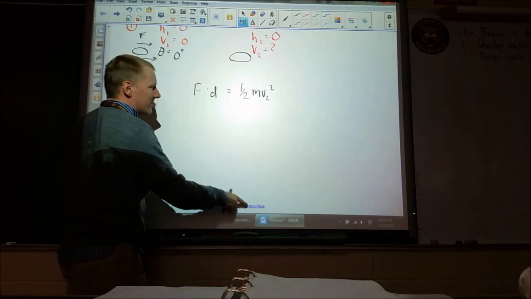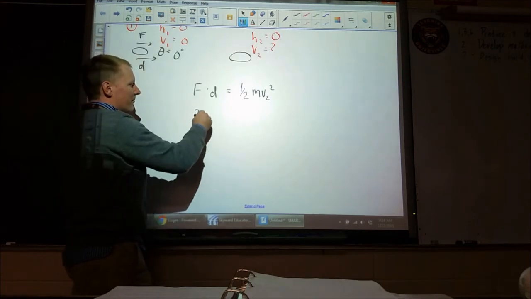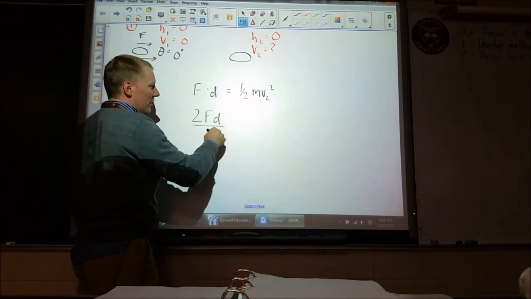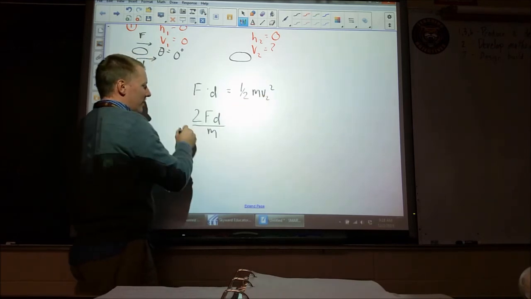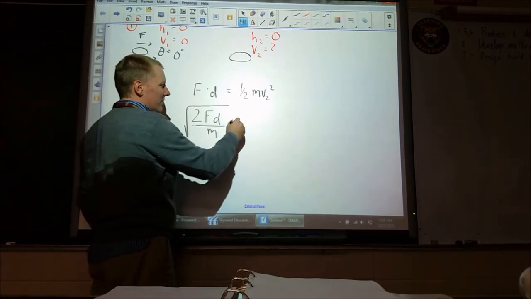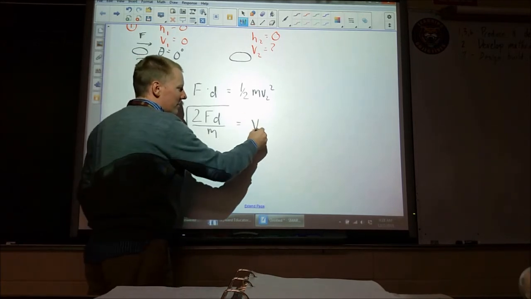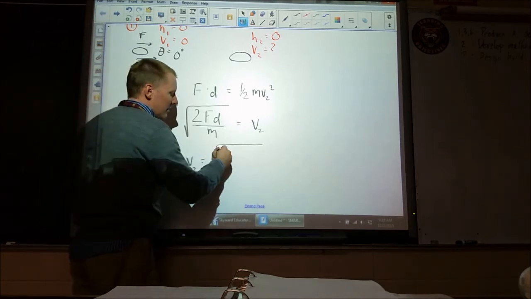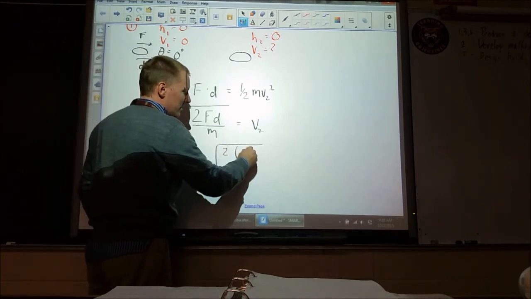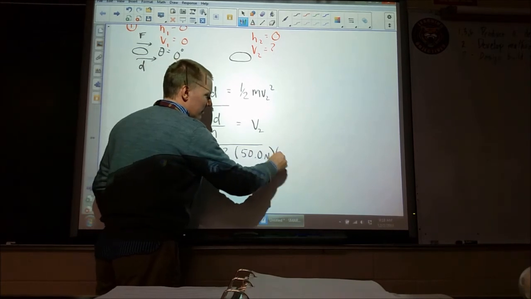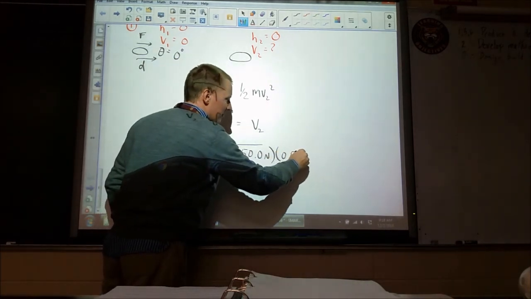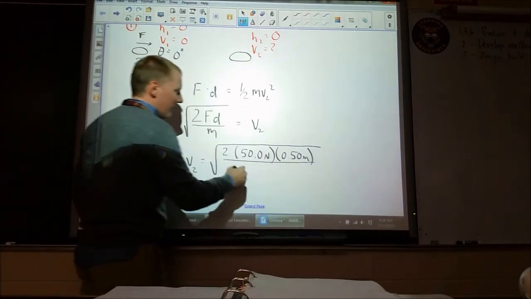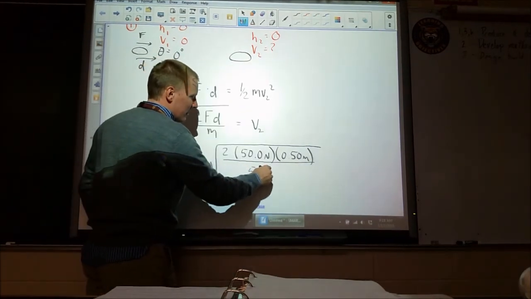And now I can rearrange this. I'll multiply both sides by 2. I'll divide it by my m. That would still leave me with v2 squared. So I'll take the square root, and that's equal to v2. And now we just plug in numbers. 2 times, I had 50 newtons, times 0.5 meters, over the mass of 5 kilograms.